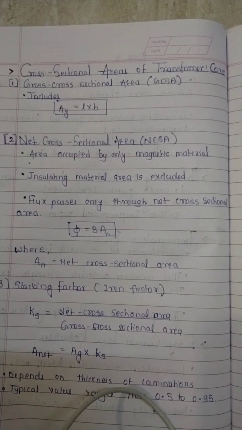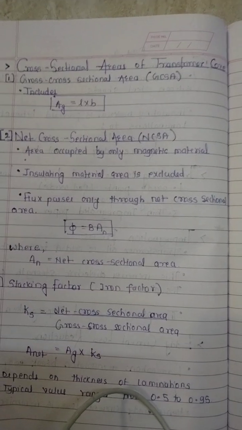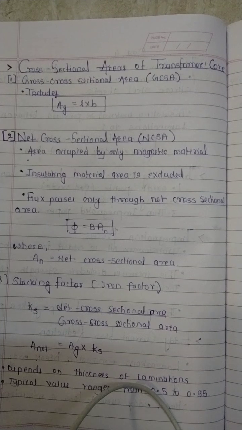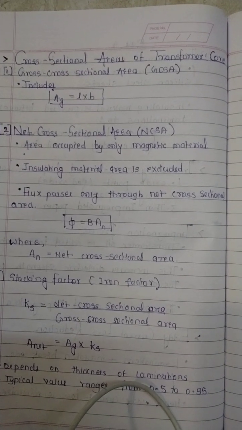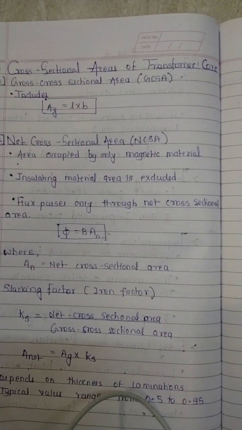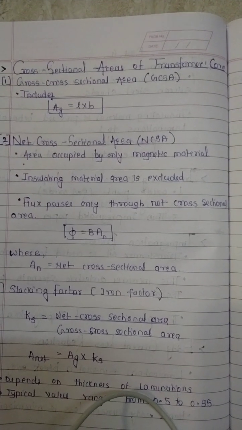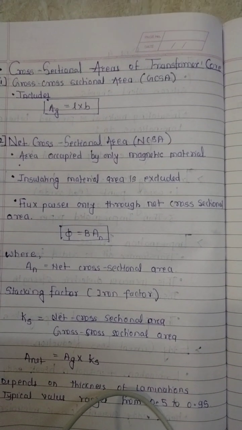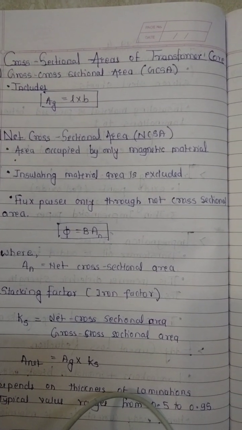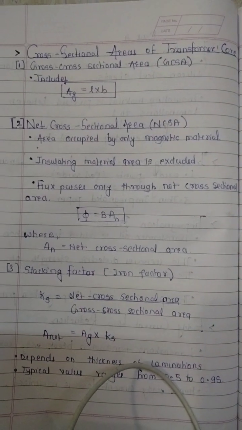Cross-sectional area of the transformer core. The gross cross-sectional area is given by Ag equal to length cross breadth. The net cross-sectional area is given by An, which is nothing but the area occupied by magnetic material only. Insulating material area is excluded. Flux passes only through the net cross-sectional area, so flux is equal to B into An, where An is the net cross-sectional area.